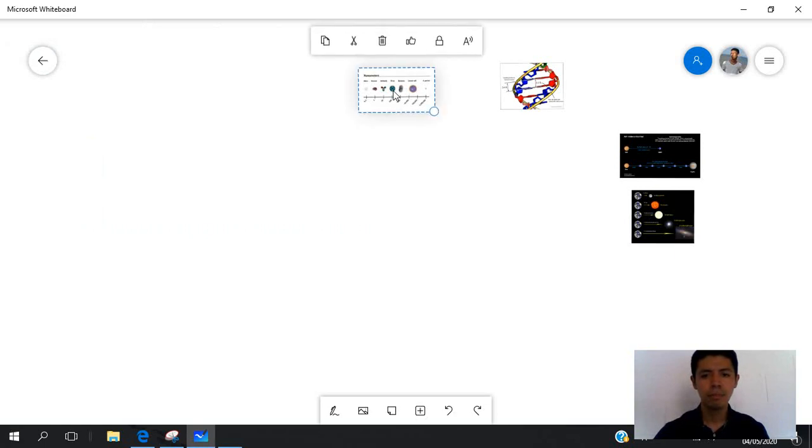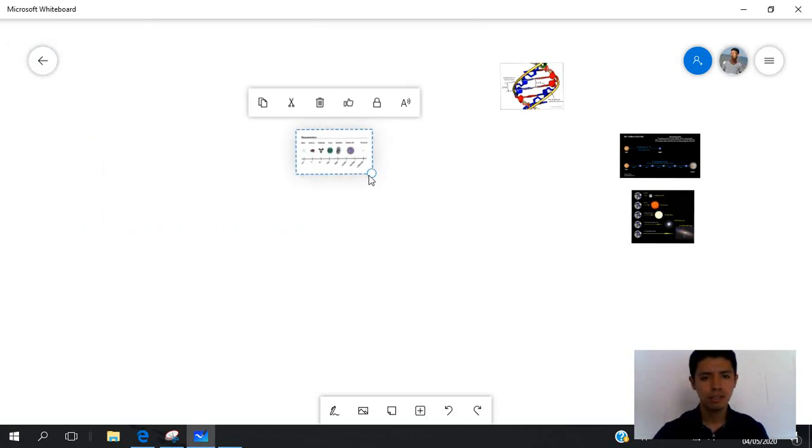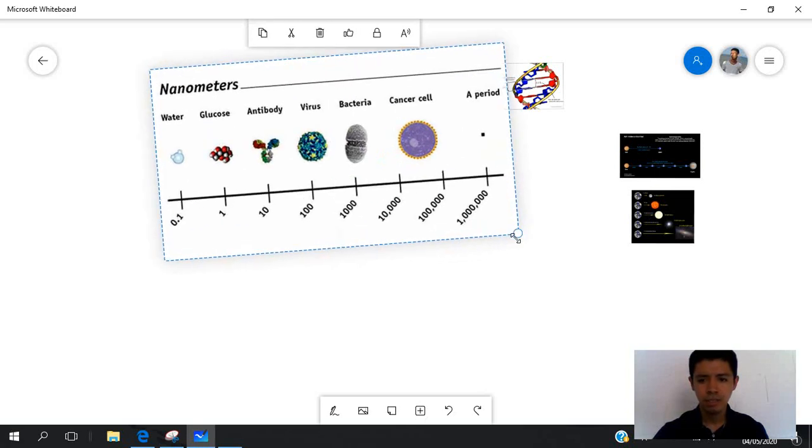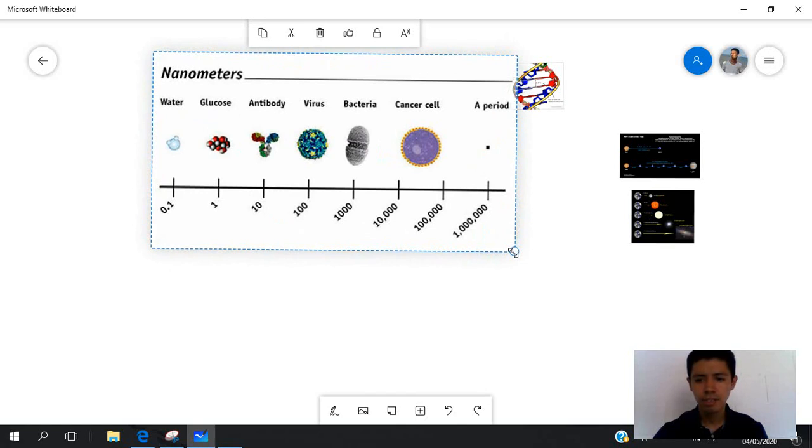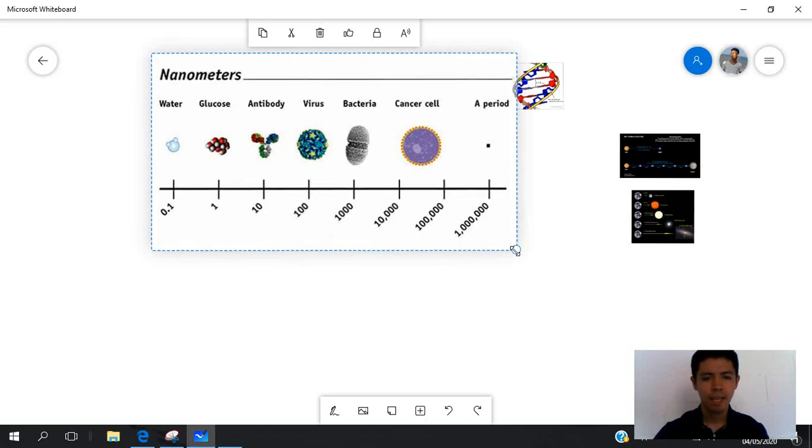Second, we will talk about the nanometer. The nanometer is 0.000001 millimeters. As you can see here, the glucose has a length of 1 nanometer. A virus has a length of 100 nanometers. A bacteria has a length of 1,000 nanometers.